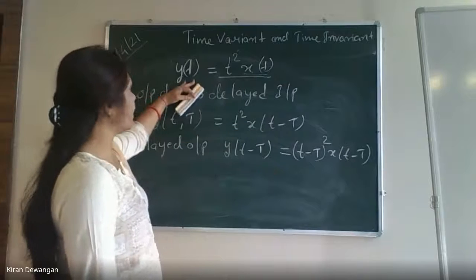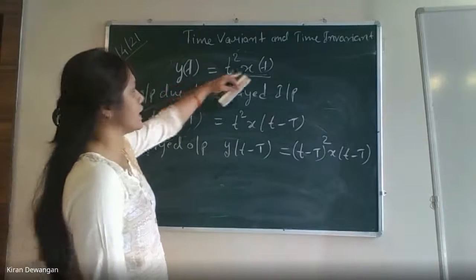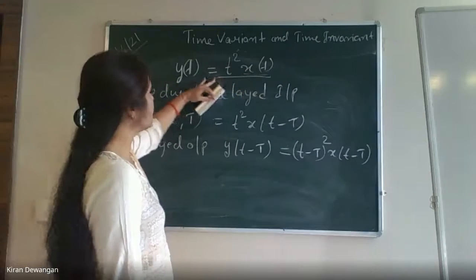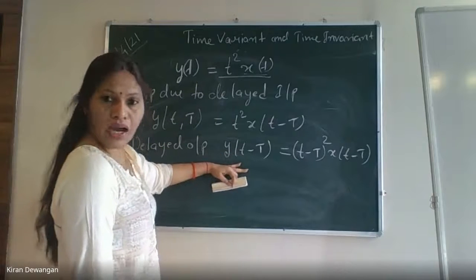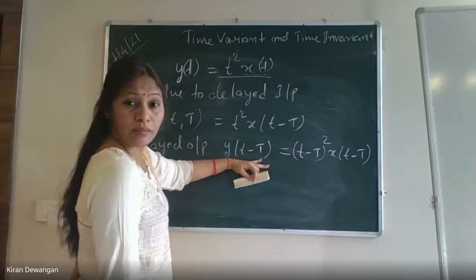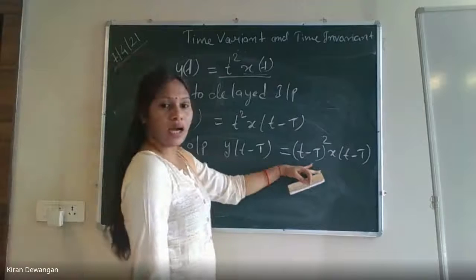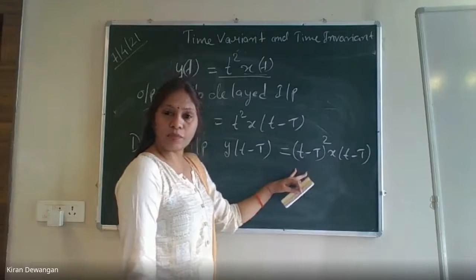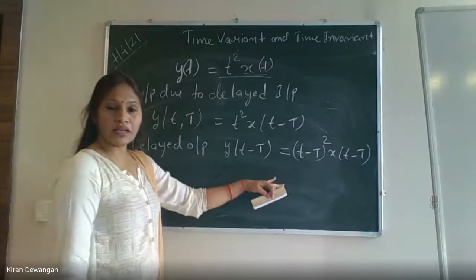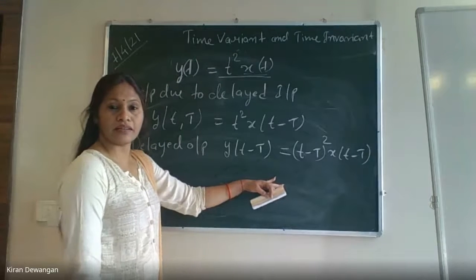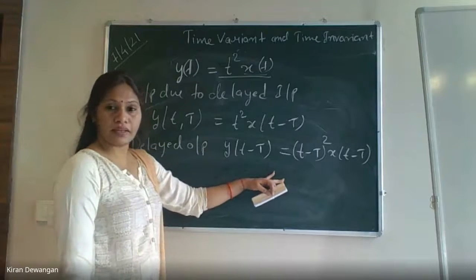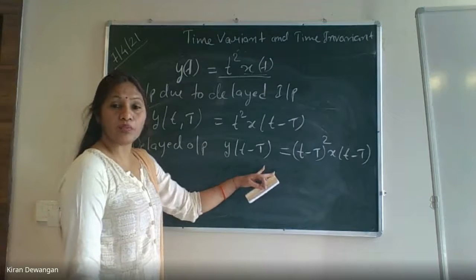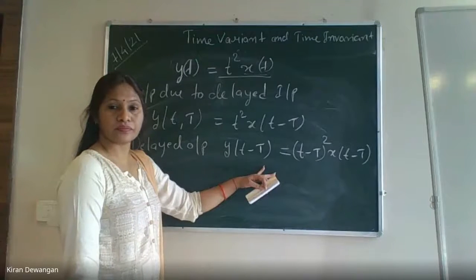So what is our y of t? y of t is t square x of t. Clear? This is our y of t. So if we are delaying the output itself, it will be y of t minus T and it will become (t minus T) square x of t minus T. Is this point clear, everyone? Just reply if this point is clear or not.